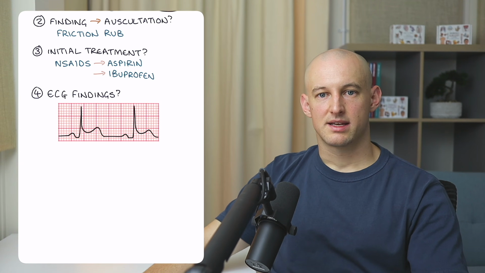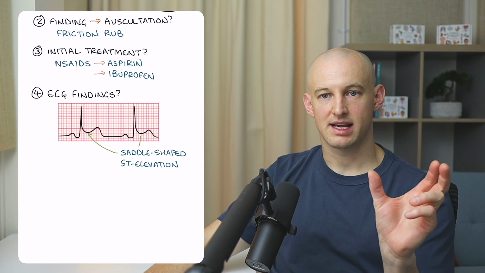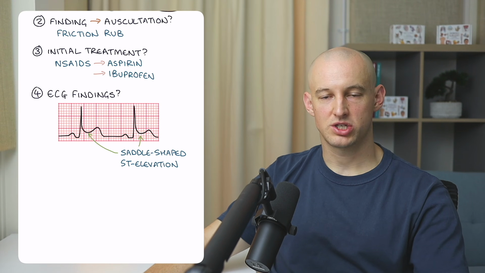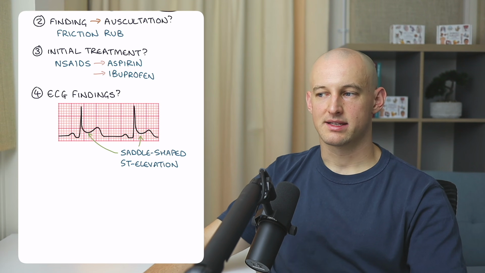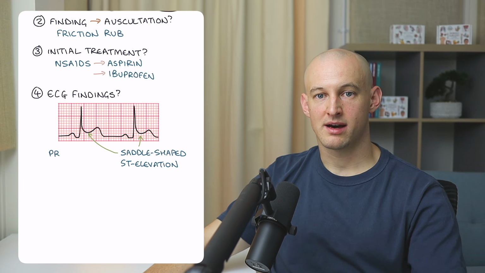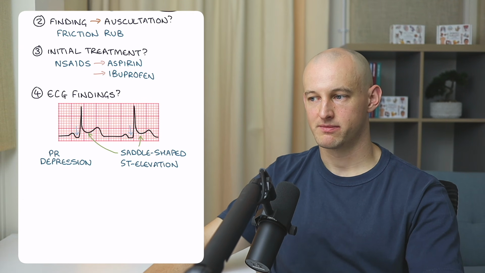2 findings. There's saddle-shaped ST elevation. So it looks like a saddle or a kind of U shape to the ST segment, and it's elevated. And the second one is PR depression. So the PR segment is dropped.